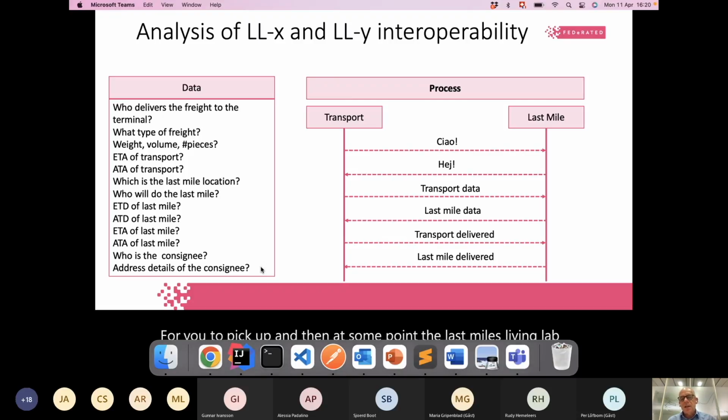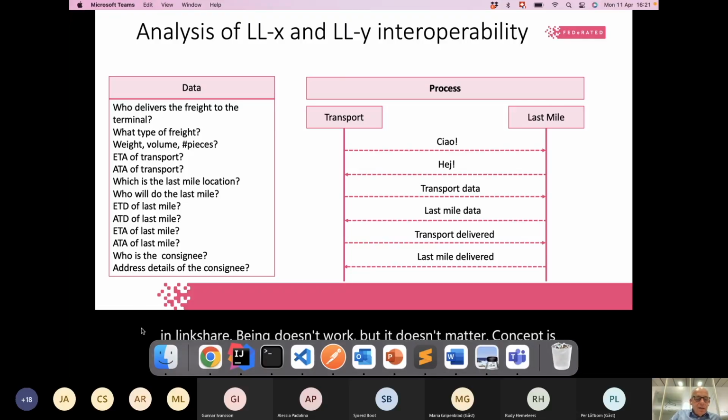Very simple process. It's obviously a simplification of how things are in reality. But since the purpose of what we're doing here is to test interoperability and not to implement a fully fledged transport service, this is good enough for now. And we can take it to the next level over the next 12 or 16 months or whatever it is. But for now, this is all we need to do between two living labs that share something. And obviously, this is a simulation because unfortunately the freight arrives in Rome and needs to be distributed in Linköping. Doesn't work, but it doesn't matter. Concept is the same.